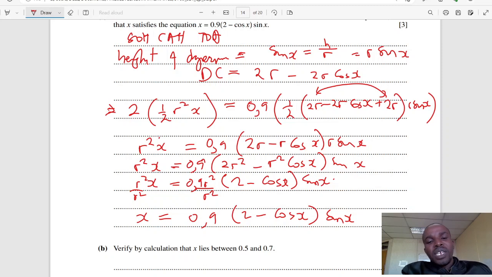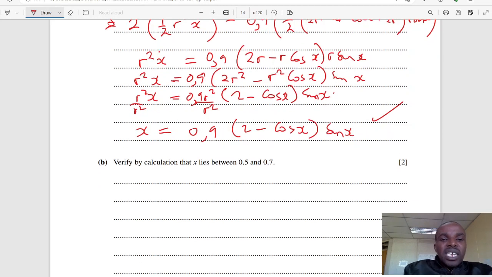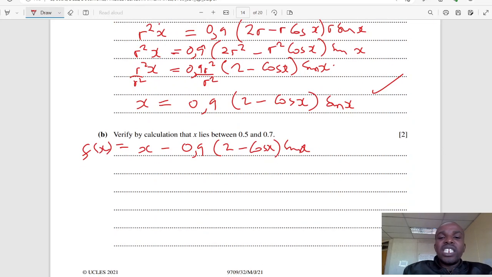Shown. Then next, verify by calculation that x lies between 0.5 and 0.7. So you just have to use this same item. You take everything to one side. I can prefer the left side. It will be x minus 0.9, then (2 minus cos x) times sin x. Then I can say, let this item be equal to f of x.